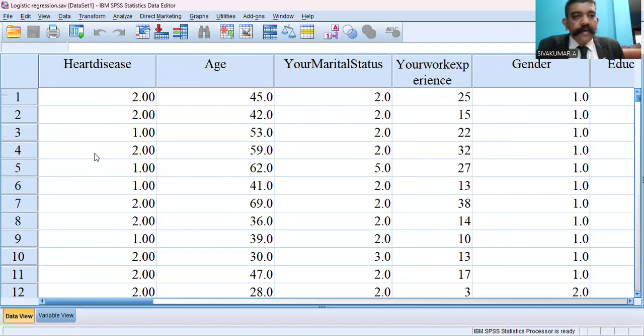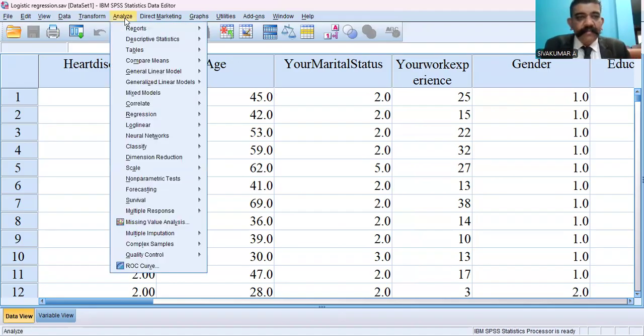Then in data view, you can see heart disease, binary scale, 2, 1. Age, continuous scale. Work experience, continuous scale. Gender, again categorical, 1 male, 2 female. Okay. Then we can apply the binary logistic regression.